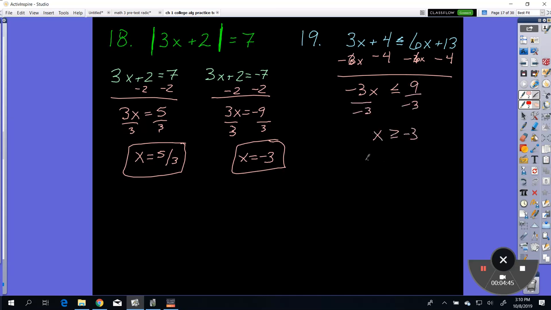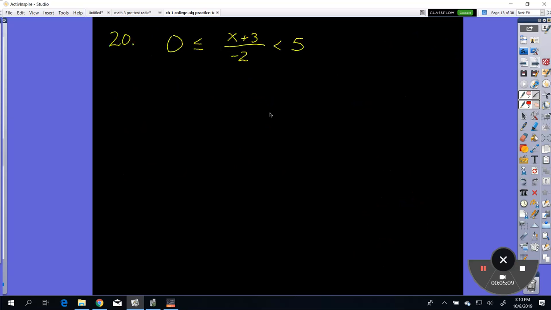So if you write it one way, you could write bracket negative 3 to infinity with a parenthesis. If I put it on a number line, I could do filled in circle, negative 3. I could do number line, negative 3, bracket, squiggles that way forever. So all of those are correct. I'll accept any of those on the test. So however you want to do them.